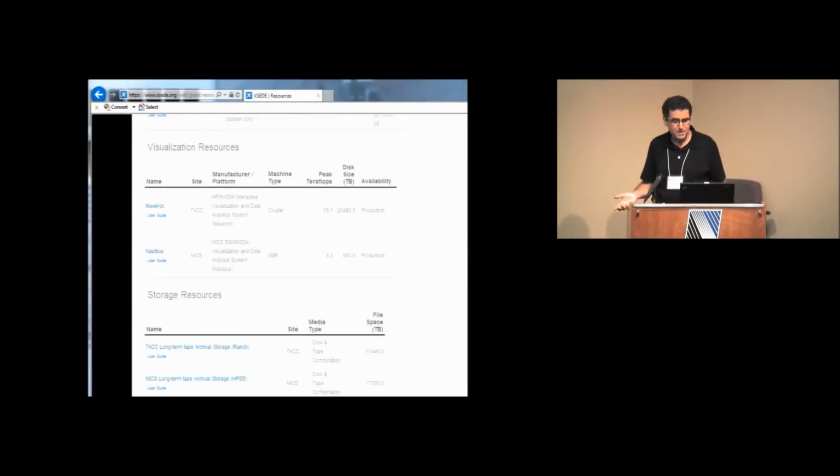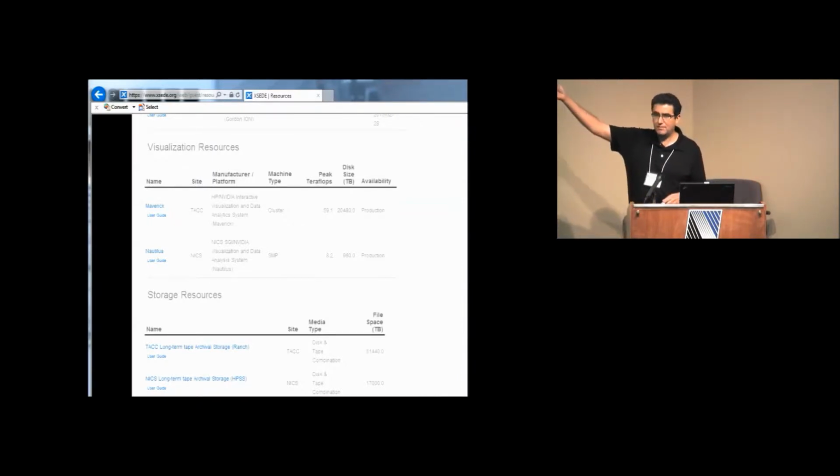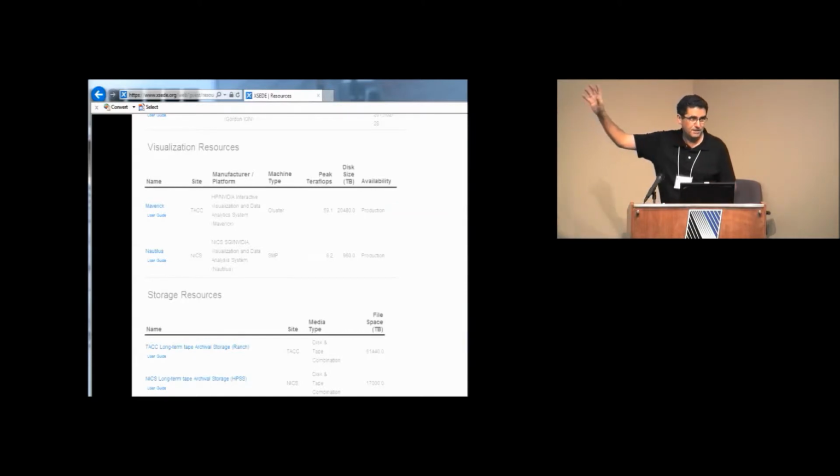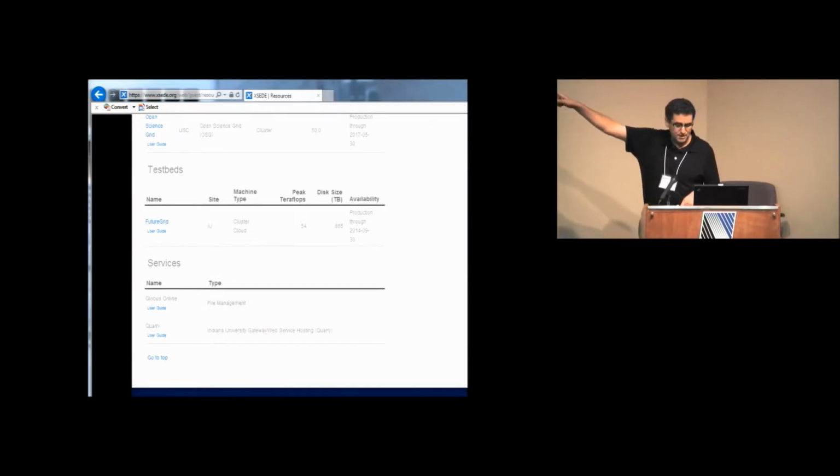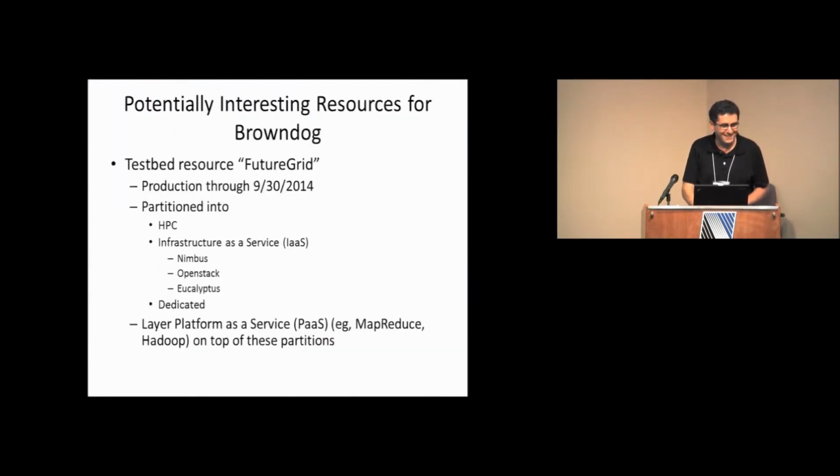There's also some visualization resources, one at TACC and one at NICS. And the storage resources, as I mentioned, are really meant to be used with a particular compute allocation at a site. They're not allocated independently, unfortunately. And then when we get to the test beds and services, I'm going to go into a little more detail on FutureGrid, which has a very close expiration date, and then Quarry, which conveniently does not have an expiration date, either we don't know it or they didn't tell us.